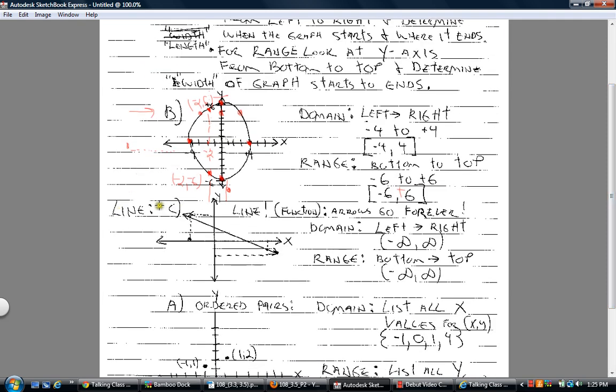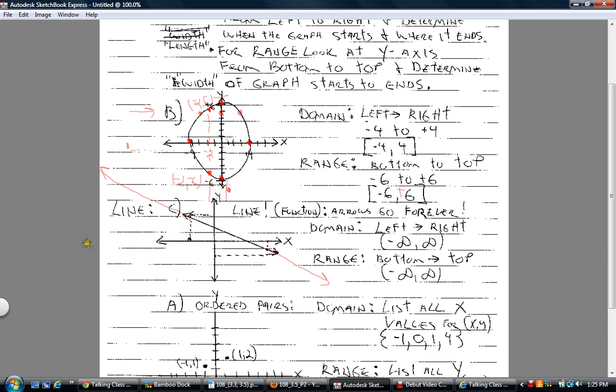Example C is talking about a line, and I told you a line by definition was a function. Now when we draw a line here, remember those arrows tell you that this line goes on forever and ever and ever, except I can't go past the white here on my drawing. It goes on forever and ever.